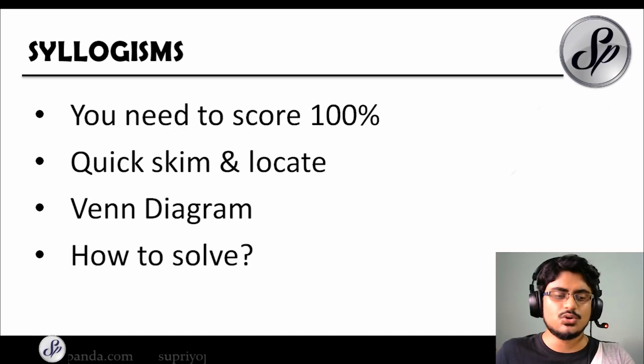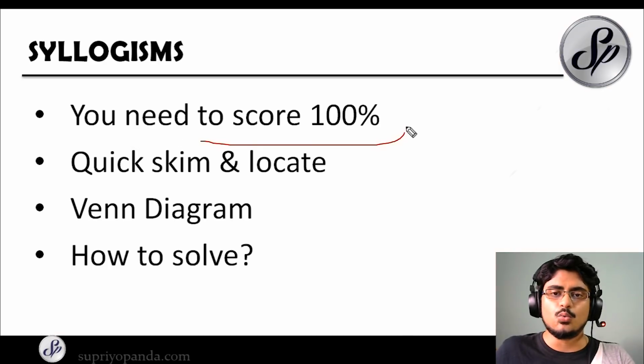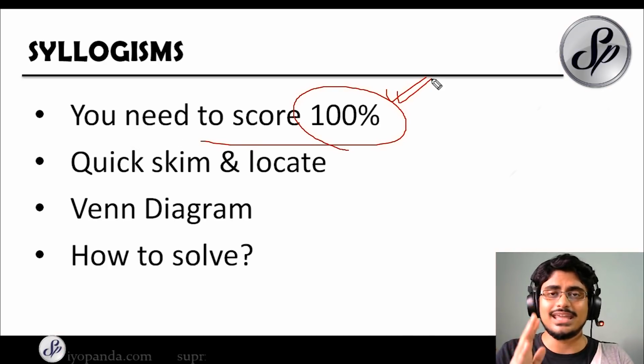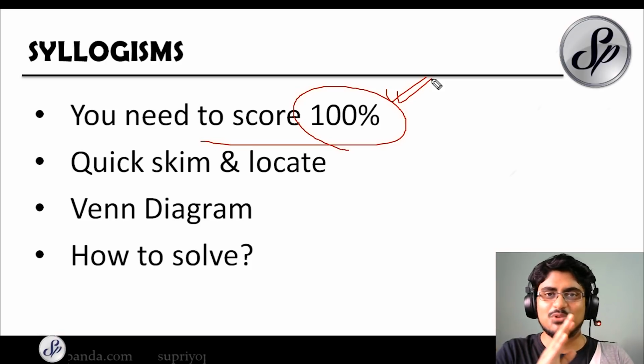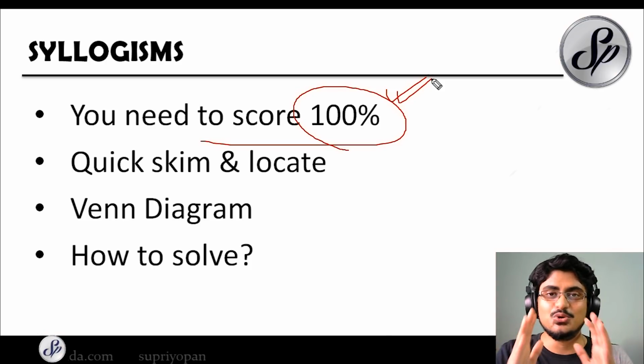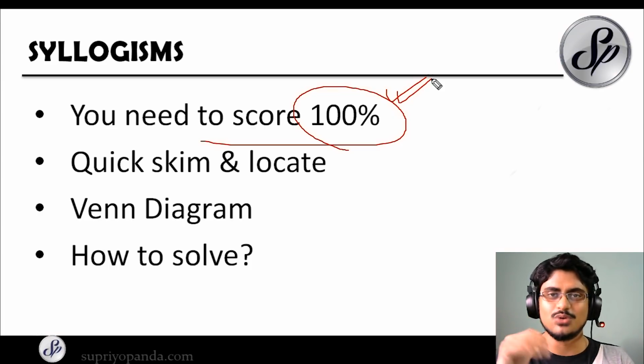So now let's go ahead and start with syllogisms. Very important to remember, you need to score 100% in syllogisms. I do not want to hear any kind of things like I am not able to solve, etc. You have to get 100% in this section. It's the easiest section in all of reasoning, and I will be showing you how you are going to tackle the questions, but be very firm that you target 100% in this section.